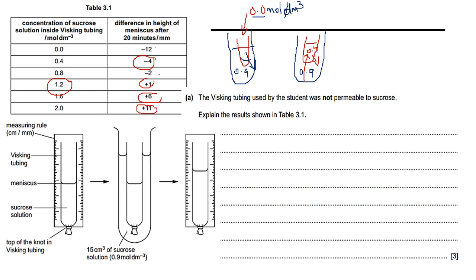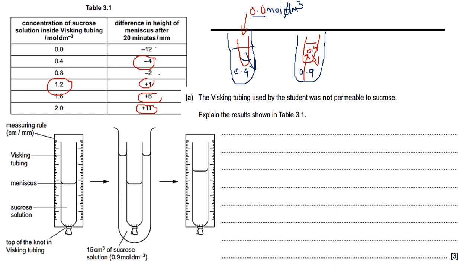The Viscount tubing used by the student was not permeable to sucrose. They're telling you this because they want you to think in terms of water. Many students can make the mistake of saying sucrose is the one that's diffusing. But when you're investigating osmosis, you're investigating the movement of water and not the movement of a solute. The Viscount tubing was not permeable to sucrose, that makes sense, but it is permeable to water.